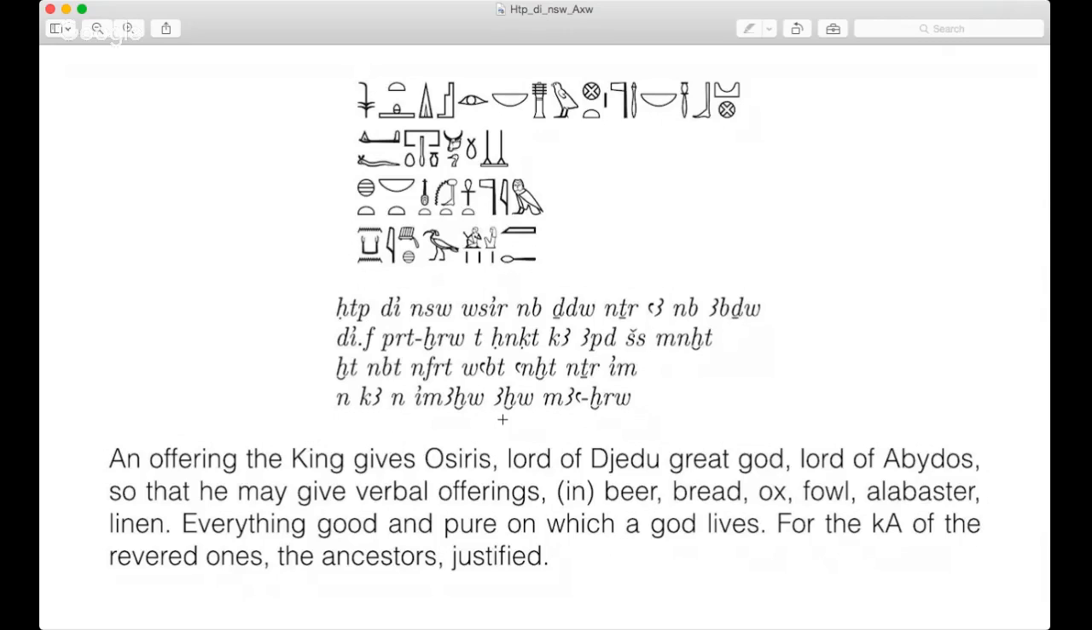And what he's saying is, an offering the king gives Osiris, Lord of Jadu, great God, Lord of Abydos, so that he may give verbal offerings in beer, bread, ox, fowl, alabaster, and linen, everything good and pure on which a god lives, for the ka of the revered ones, the ancestors, justified. And so with that, I will pass the mic back.